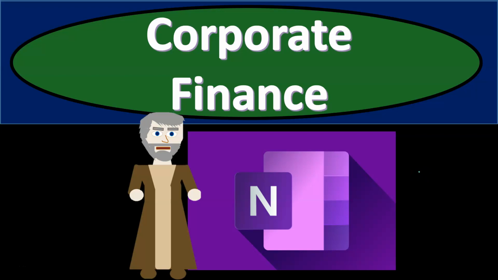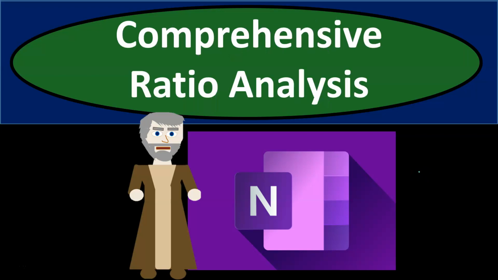Corporate Finance OneNote Practice Problem. In this presentation, we're going to work a practice problem in OneNote related to a comprehensive problem for ratio analysis. We're going to have both a balance sheet and an income statement on which we will be calculating the ratios, grouping those ratios into the categorization of profitability ratios, asset utilization ratios, and liquidity ratios and debt utilization ratios.